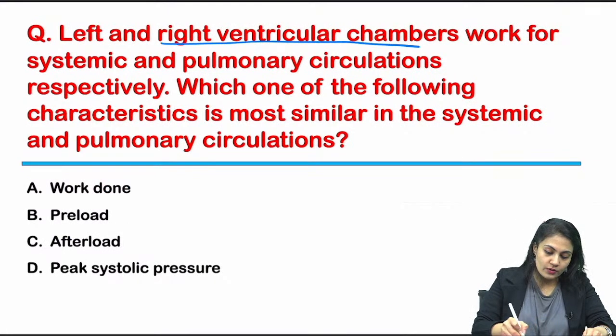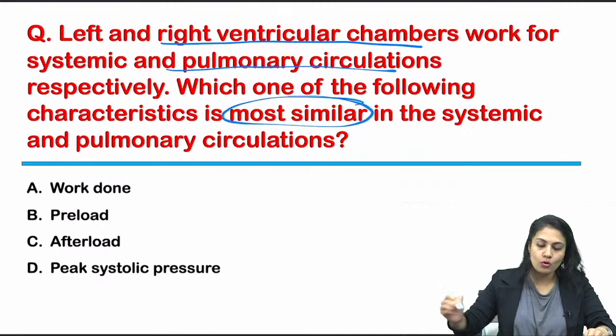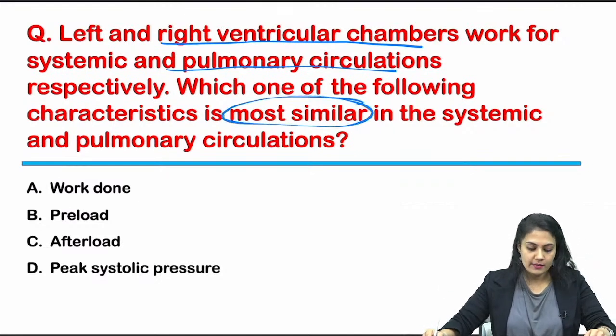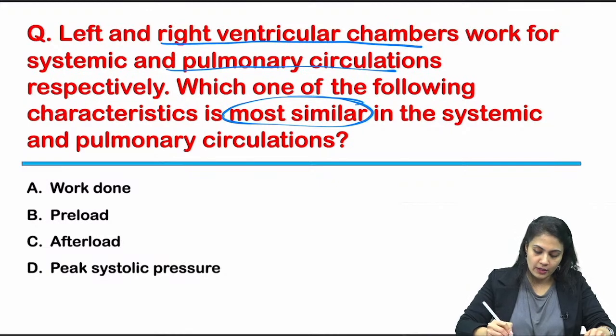The left and right ventricular chambers work for systemic and pulmonary circulation respectively. Which of the following characteristics is most similar in the systemic and pulmonary circulation?